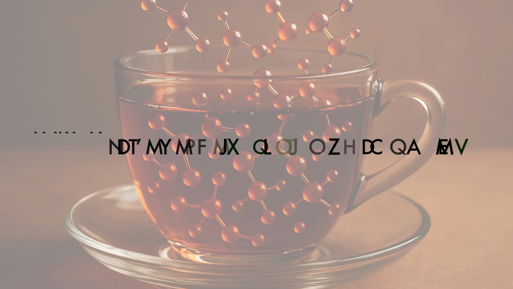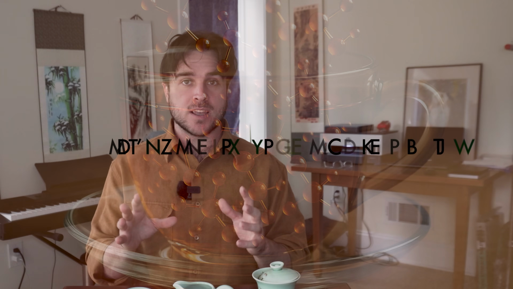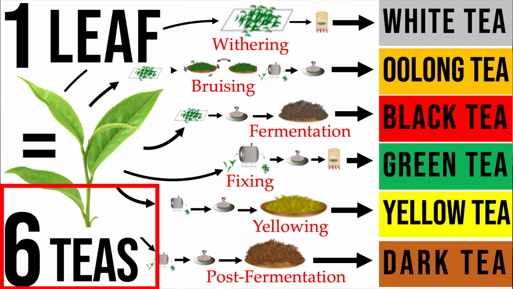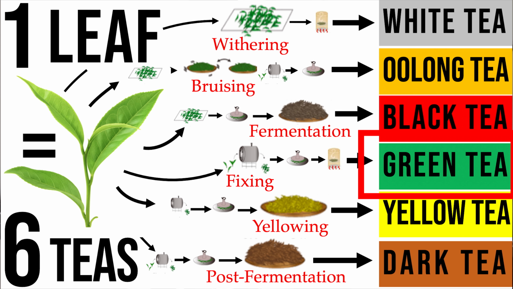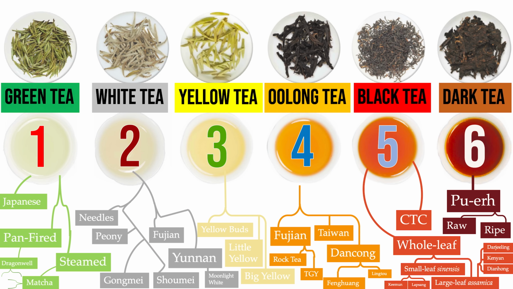All right, to get things started, we need a working definition of what oolong tea even is. The tea plant is one species of plant called Camellia sinensis, and it produces 6 major tea types. The most famous are green tea and black tea, but you also have oolong tea, white tea, yellow tea, and dark tea. These all come from the same leaves of the same species of the same plant. Same plant, same leaves. It's just after you pluck the leaves, what are you doing to those leaves? How are you processing them differently to create one of those 6 major tea types?